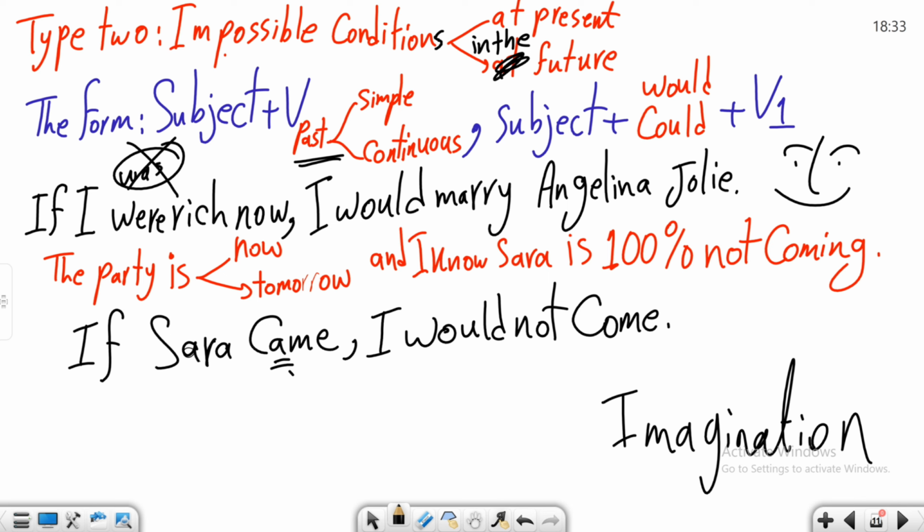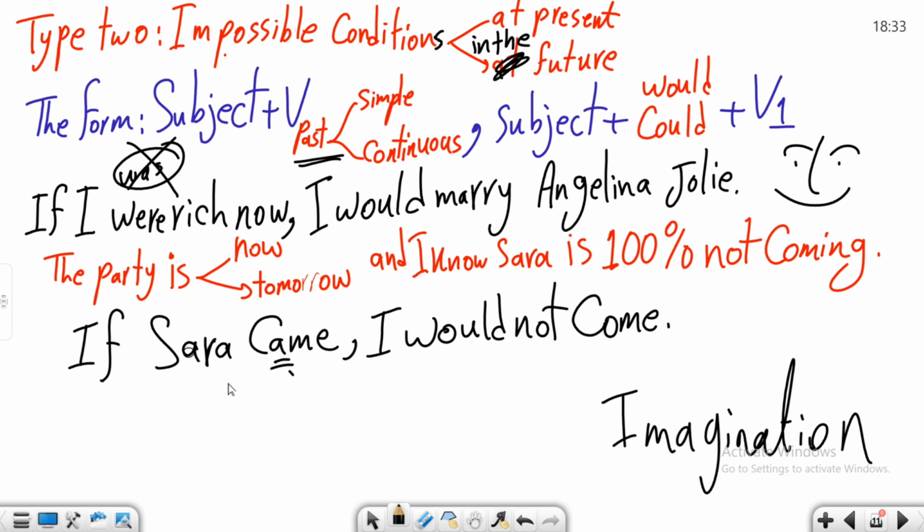Example number two, the party is now or tomorrow. As you see, my friends here, I know Sarah is 100% not coming. Maybe we are in the party now, or tomorrow the party will be, and I ask my friend, did you invite Sarah? I don't like Sarah. I don't want her to come. He said, no, teacher, Sarah is not coming. So I say, if Sarah came, I wouldn't come.